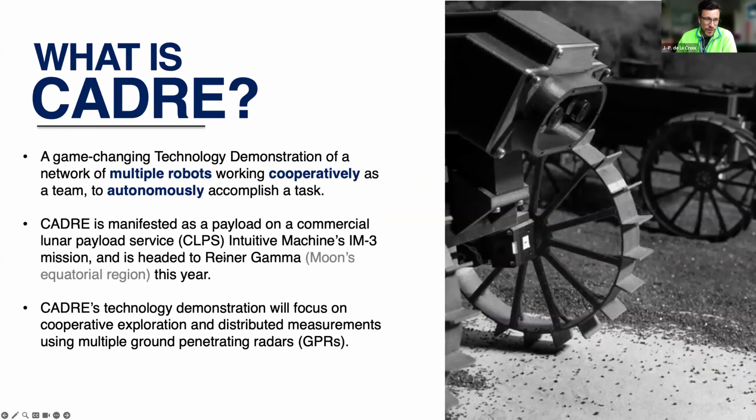Like I mentioned, Cadre itself is a tech demonstration, so we're demonstrating this new technology on the moon next year. Actually, it's going to be part of an Eclipse mission, which is going to be flown by the Intuitive Machines IM-3 mission. And as I mentioned before, we're headed to Reiner Gamma, which is roughly the moon's equatorial region. And we're focusing specifically on autonomy, but what I'm talking about today is really a function that supports autonomy, because for them to be able to do cooperative exploration and distributed measurements, they need to be able to plan together. And to be able to plan together, they need to have a unified understanding of what the environment looks like.